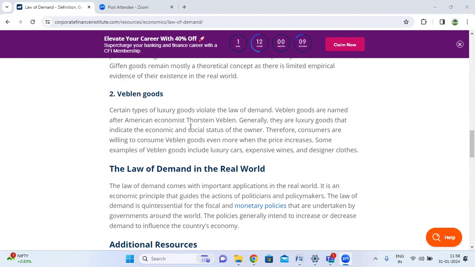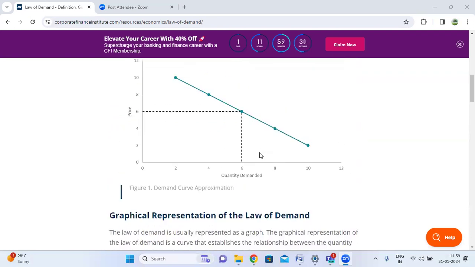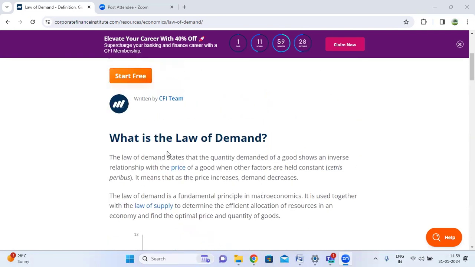Therefore, consumers are willing to consume Veblen goods even more when the price increases. Some examples of Veblen goods include cars, expensive wines, and designer clothes. These are the exemptions to the law of demand.